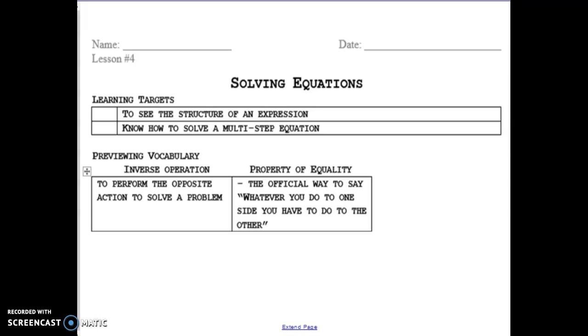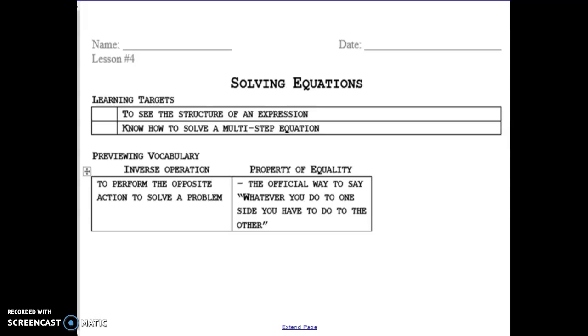Inverse operation should be one that you already know, and it's just to perform the opposite action to solve a problem. So if I was doing a game of opposites and said add, you'd say subtract. And if I said divide, you'd say multiply. And if I said to square something, you'd say square root. Okay, so it's just the inverse or opposite operation.